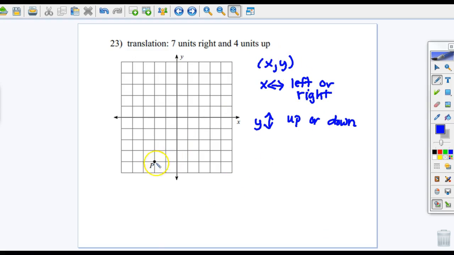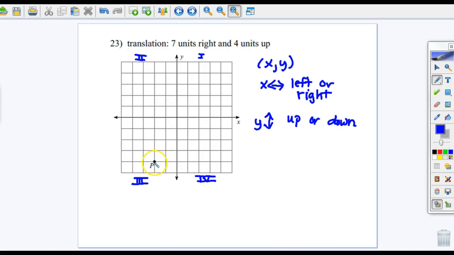So if I took this ordered pair and I tried to figure out what it was, what quadrant is this here? This is quadrant 1. This is quadrant 2. This is quadrant 3, and this here is quadrant 4. So what quadrant is my P in? It is in quadrant 3. So point P is in quadrant 3, and we're going to do a translation. We're going to go 7 units right, so that would be my X, and 4 units up. That would be my Y.